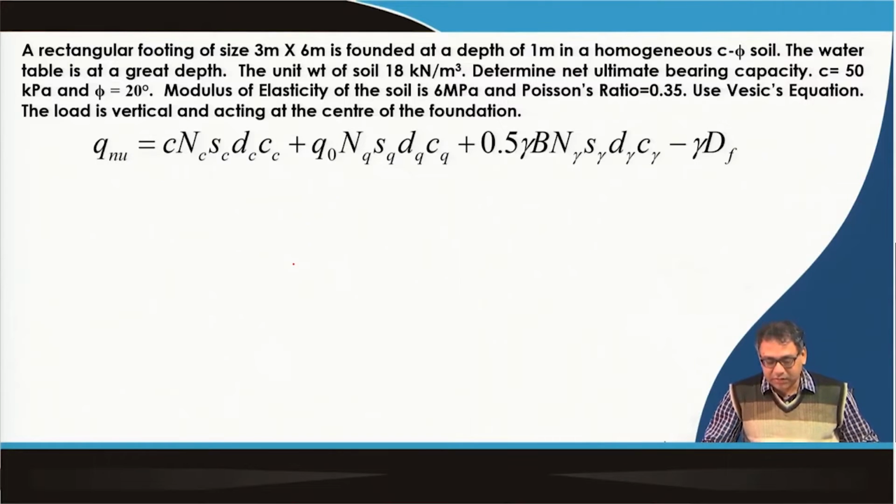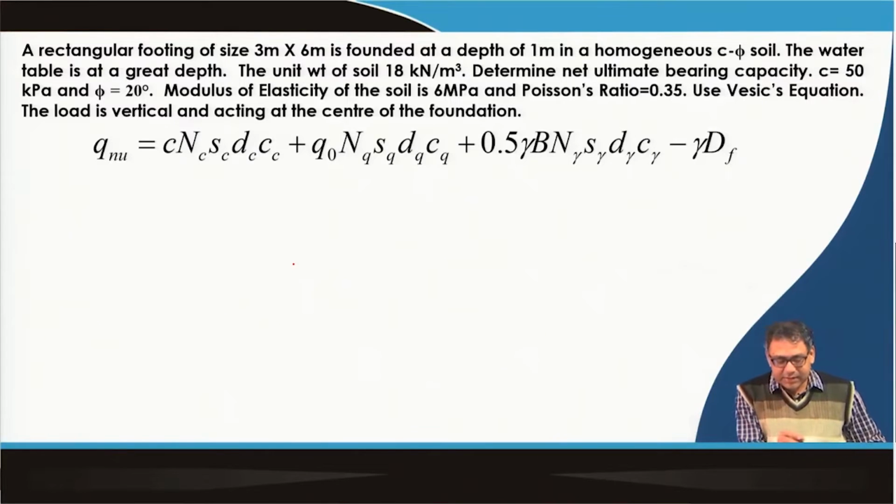Modulus of elasticity of the soil is 6 MPa and Poisson ratio is 0.35. Use the basic equation. The load is vertical and acting at the center of the foundation. So, that means no eccentricity, no inclined load, it is acting at the center of the foundation, and it is vertical also. So, we have to use the basic bearing capacity equation.